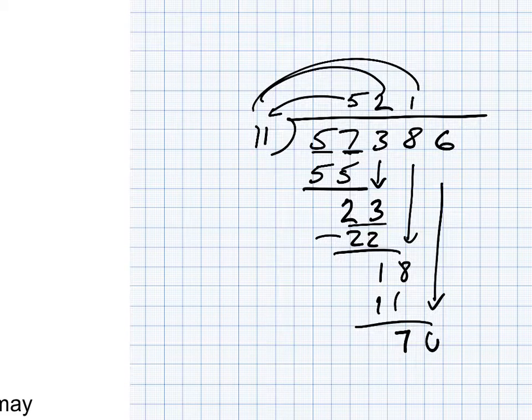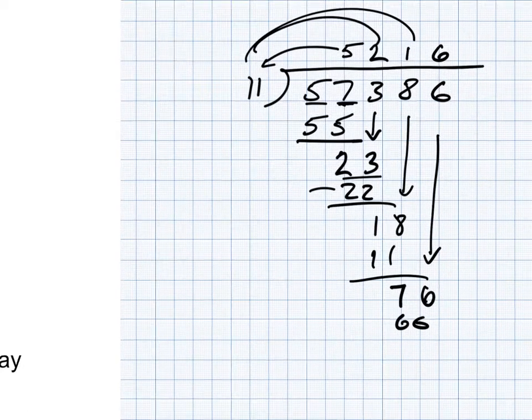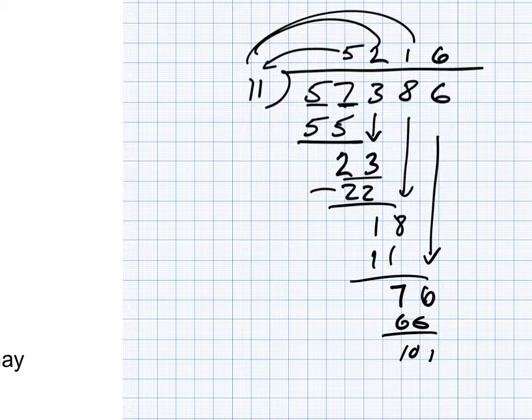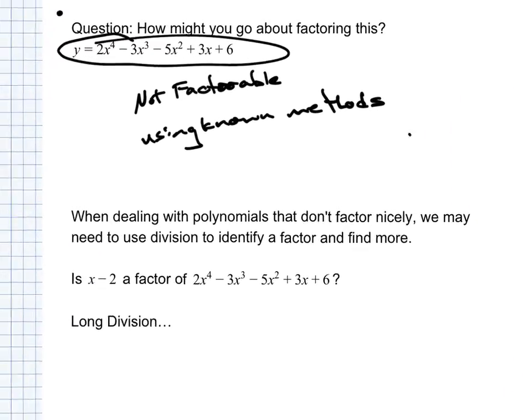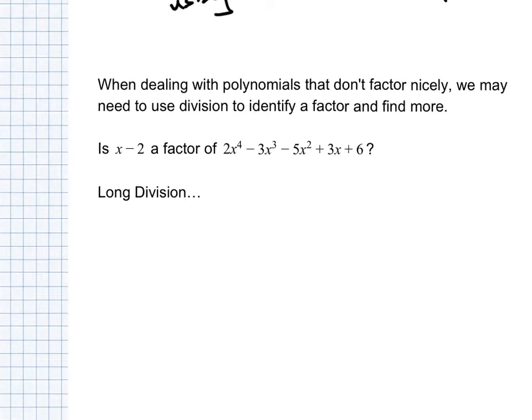Bring down the next digit. 11 goes into 76, can't be 7 times, it's going to be 6, and we subtract to get a remainder of 10. So what that tells us is 57,386 is not divisible by 11. If the remainder had been 0, then that would be a factor. What we're about to do then is go into what that would look like if we had polynomials.